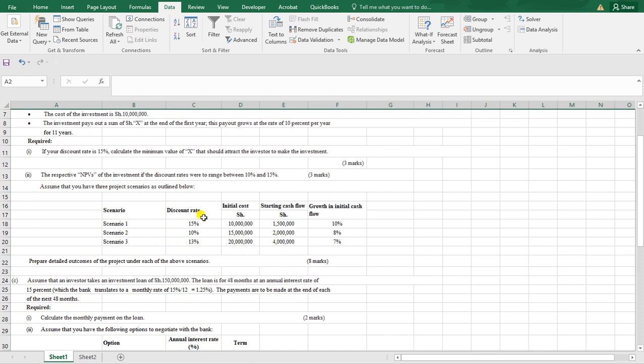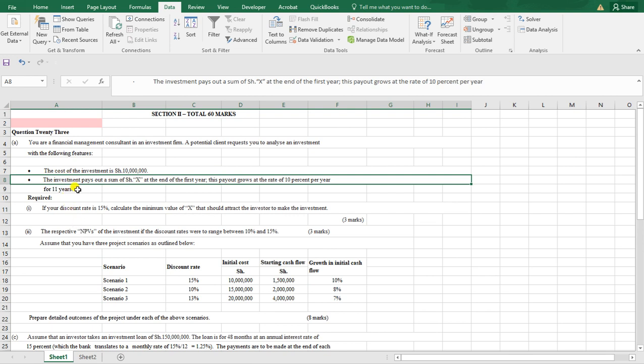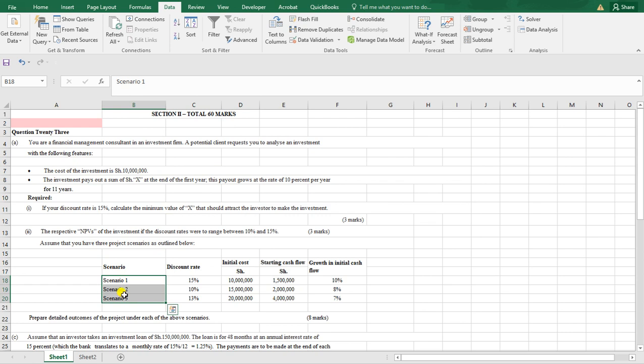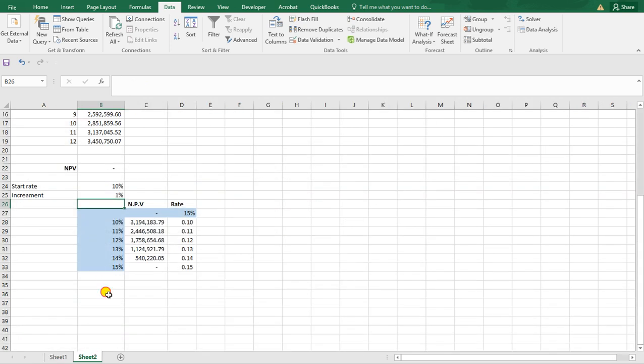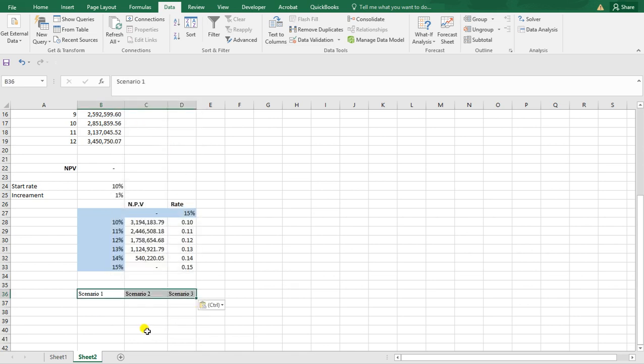Scenario 1, 2, 3, with our discount rate, initial cost, starting cash flows, and growth in initial cash. So we are asked to prepare the detailed outcomes of the project under each of the above scenarios. Remember, these scenarios are based on what you are given on top. The growth rate we'll be looking at in terms of the period that you are given here. So this is what Mwalimu is going to do. We are going to have these scenarios. So basically, I'll take scenario 1, 2, 3, and in our case here, I can align them.